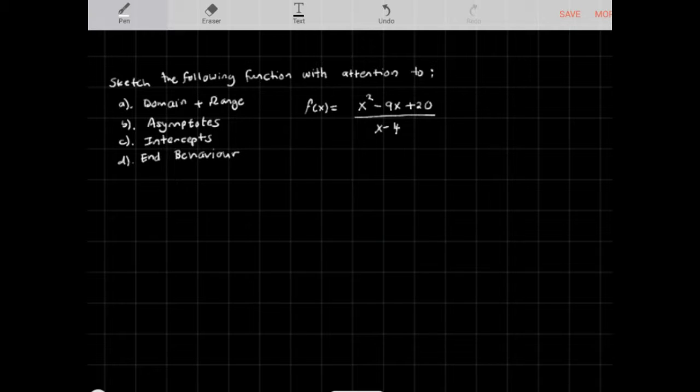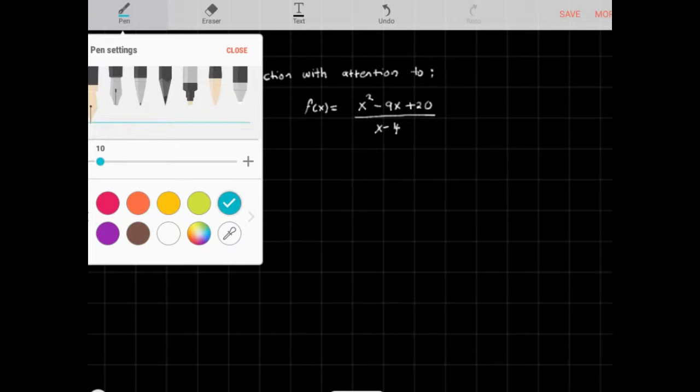Now, first thing before you actually even attempt to sketch this thinking, okay, there's going to be an oblique asymptote here, what you need to do is first factor the numerator. Let's see if it's actually factorable. And in fact, this is factorable, right?